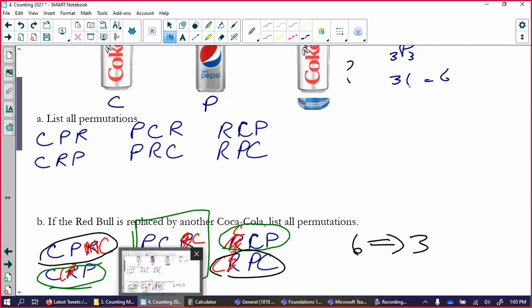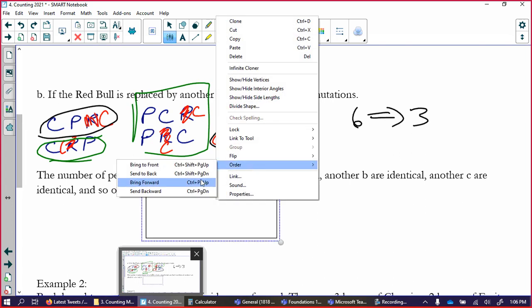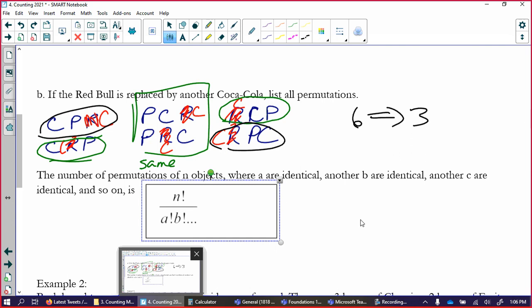The key thing is how many things are the same? 2. What can I do with those? Permutations of n objects where A are identical and B are identical and C are identical is n factorial divided by, so this is all of the objects, and these are anything that repeats. We can do this for a bigger number, but we don't have that kind of time. Plus, I don't want to keep you here for hours and hours. Let's write that down.